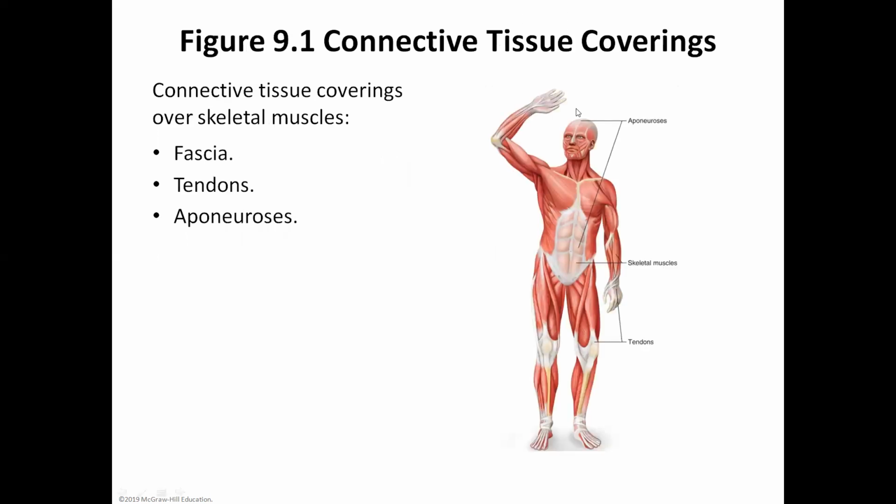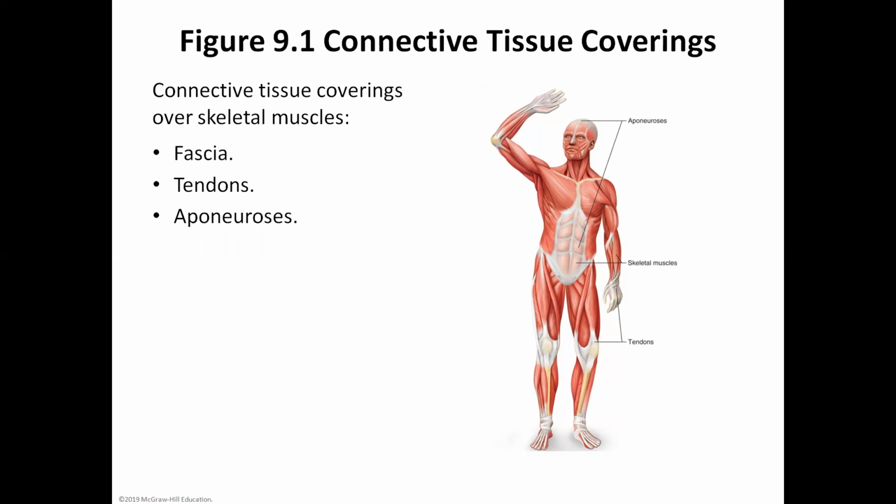When we think about these connective tissue coverings, in this picture here, you can see two of the three. A fascia is a covering over an entire muscle group. If we were looking at the quadricep muscles, the anterior component of the thigh, they would be wrapped in what is known as a fascia. We also have tendons, and I always try to make mention of this: ligaments link bone to bone, and tendons link muscle to bone.